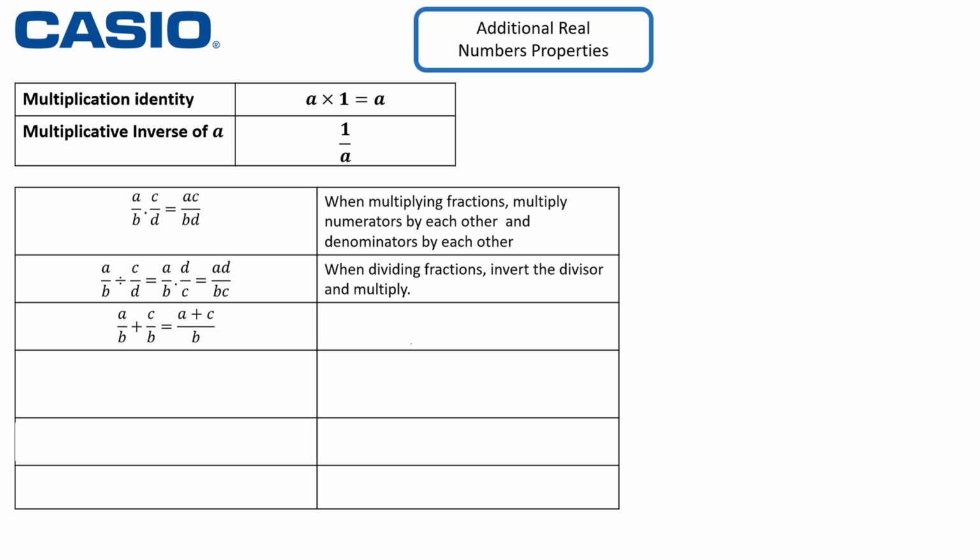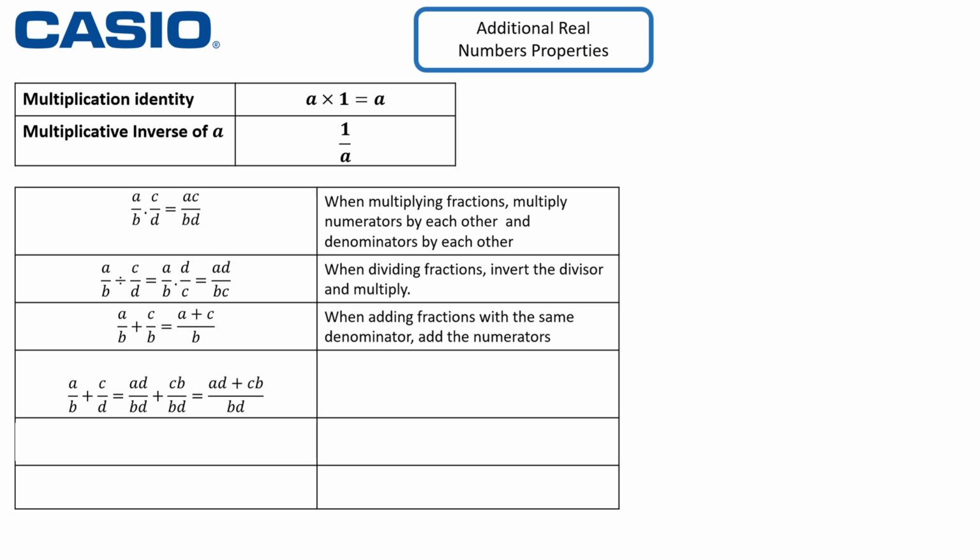Property number 3, if we are adding two fractions with the same denominator, we just need to add the numerators. For example, here, A over B plus C over B, the denominator in both fractions is B. So we only add the numerators together, and we'll get A plus C over B. We never add the denominators.